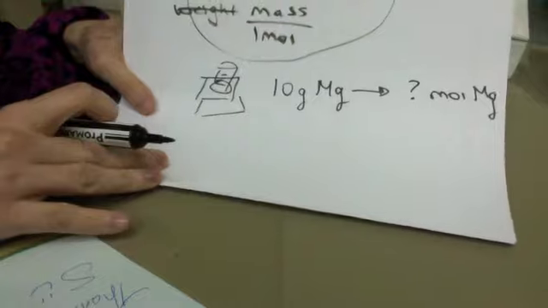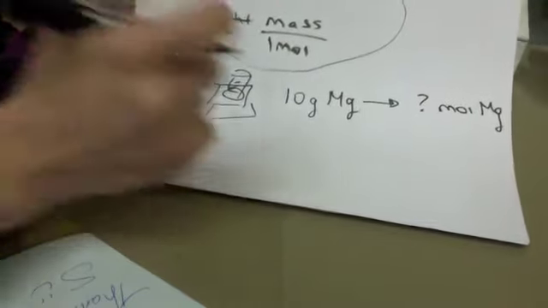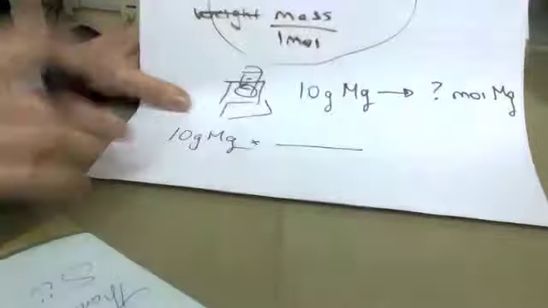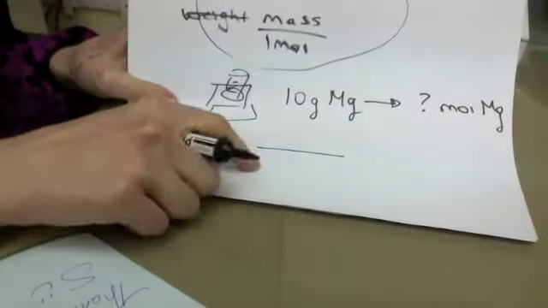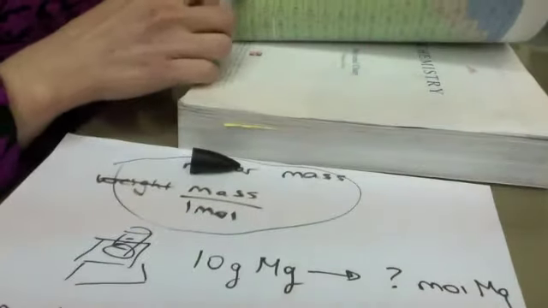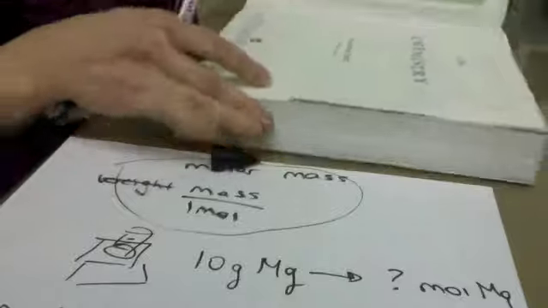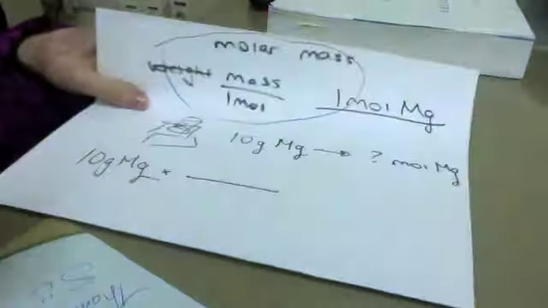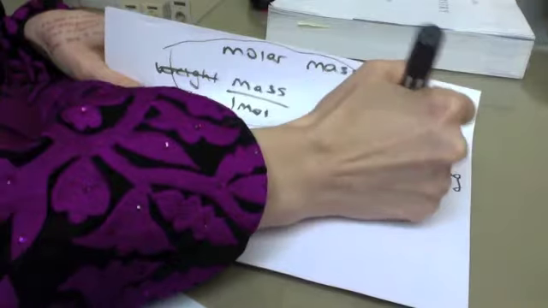So now I'm going to work this out just like we work out every single thing. I start by writing down what they gave me. They gave me 10 grams of magnesium. I'm going to write that down. Second step, I put times and then the fraction bar. Third step, now I need my conversion factor. I want the molar mass. I can look it up on the periodic table. So again, I look at this number here, and I see underneath magnesium is 24.31. So I'm just going to write here 1 mole of magnesium is equal to 24 grams of magnesium.